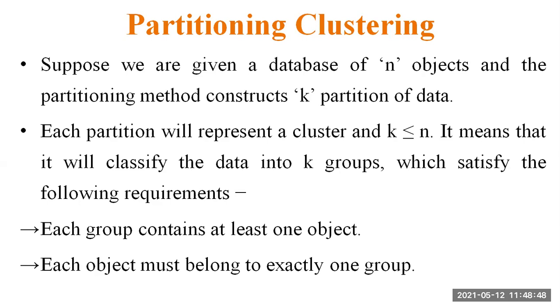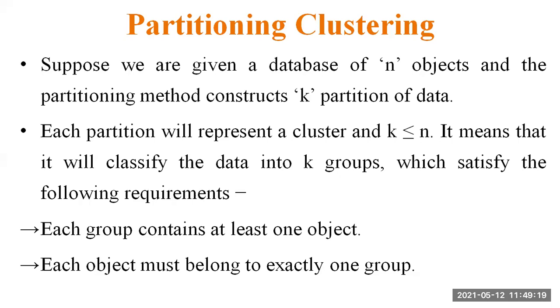This means it will classify the data into k groups which satisfy the below requirements. Whenever you're working with partition clustering, keep a note that each group contains at least one object. We cannot simply say, for example, I want to construct 5 clusters, but if one of the clusters is empty, it doesn't make sense. So you need to ensure that each group or each cluster contains at least one object.